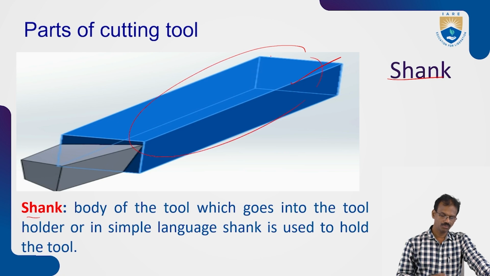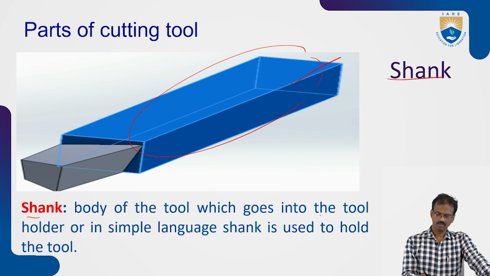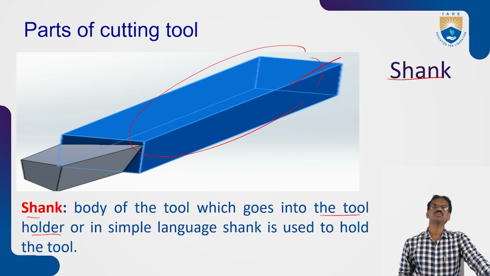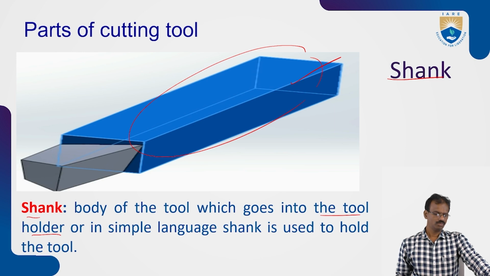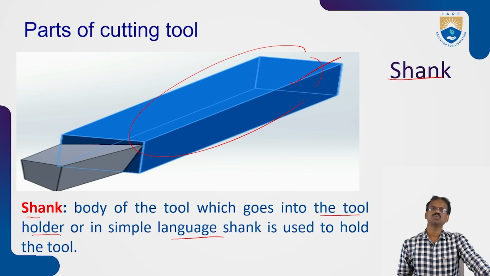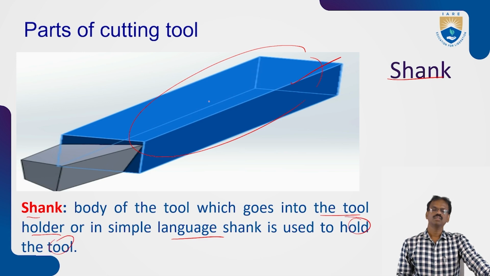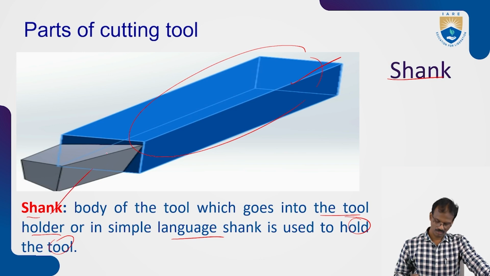This is the body of the tool, which goes into the tool holder or holding device. In simple language, the shank is used to hold the tool. Out of this portion, we go to the tool post. By fixing this tool, we can perform the different operations. This is the main purpose of the shank.